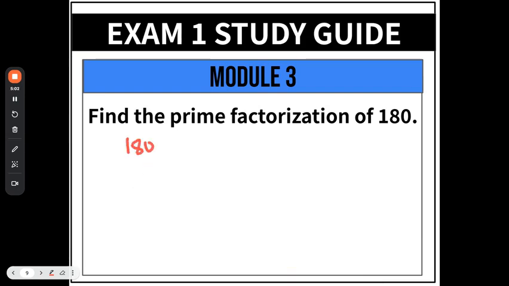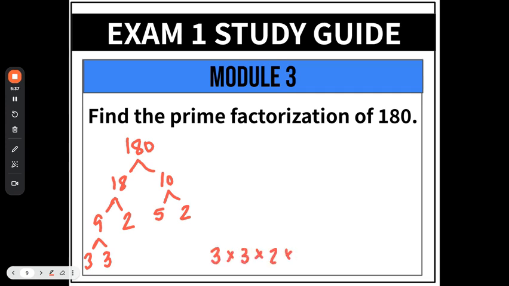Find the prime factorization of 180. So let's start with 180, and we're going to do what's called a factor tree. I'm sure you guys have seen this before, so let's start with 18 and 10, since that's an easy one. And we can do 10 over here is going to be 5 and 2. 18 is going to be 9 and 2. 3 and 3. So we can write this out as these are all the prime numbers that you can multiply together to get 180. It's going to be 3 times 3 times 2 times 2 times 5.